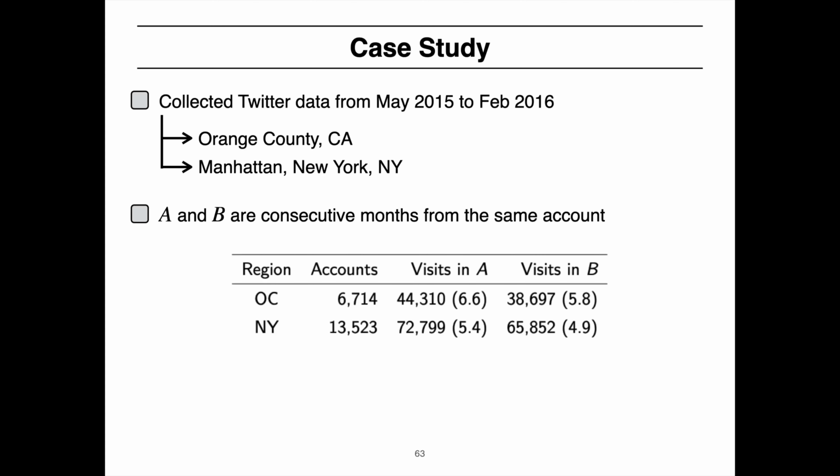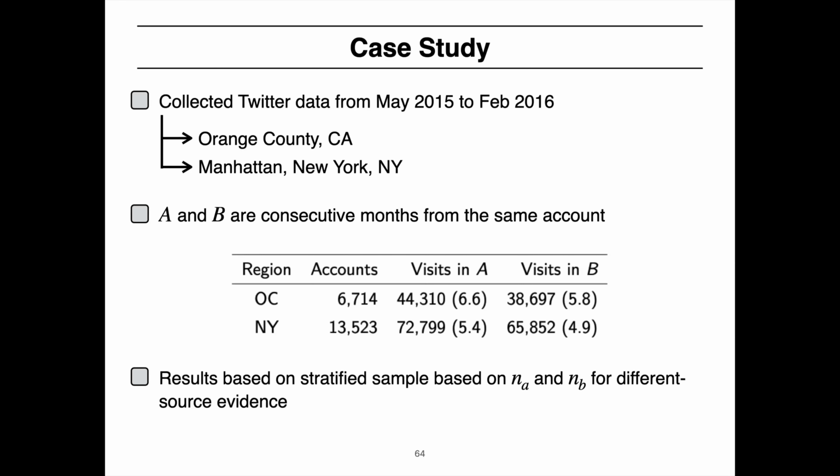So as a surrogate, we collected data from Twitter in two regions, both Orange County in California and Manhattan in New York. We defined A and B to be all of the events in an account in one month. Month 1 is set A, and month 2 is set B, so it's two consecutive months. All the events from the same account are A and B. In Orange County, we had about 7,000 accounts. In New York, there's about 13,000 accounts. Those define our same source pairs, and the different source pairs are defined by a stratified random sample. In both Orange County and New York, we did a random sample of 9,000 different source pairs, and we used these samples to estimate overall error rates of the method.